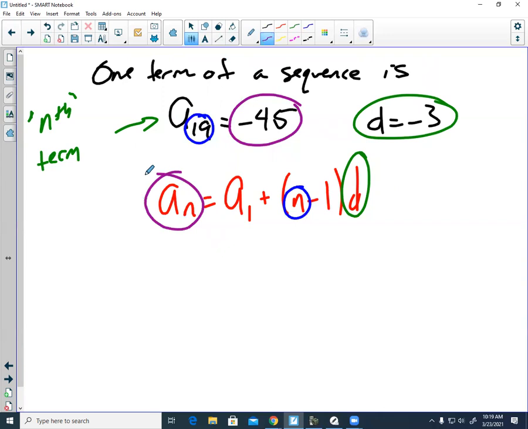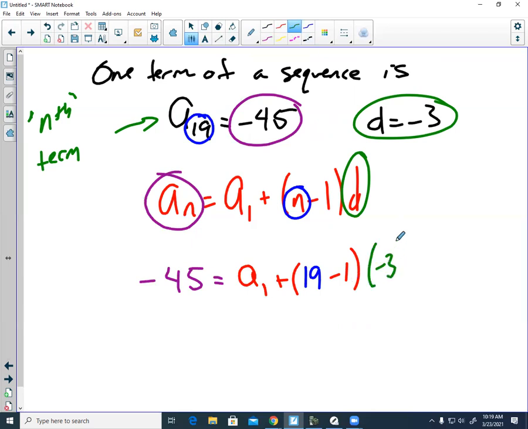Okay? But now if you notice, all I have left to solve is what my first term is. And that's what I need to be able to write an equation, right? In order to write an equation, I need the first term and the difference. This allows me to find the first term. Okay, so let's go through and let's solve it. So -45 is my 19th term, so -45 is going to go there. I don't know what my first term is. I know that -45 is my 19th term. And then I know that my difference is -3.